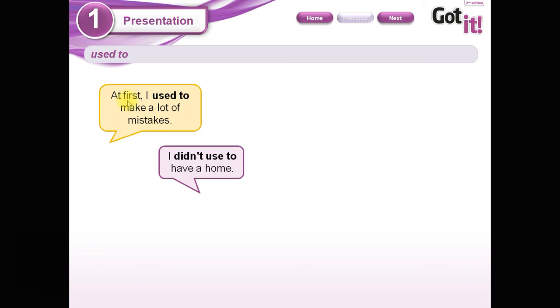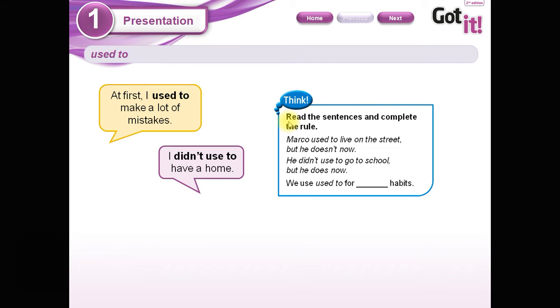Here it says, at first, I used to make a lot of mistakes. I didn't used to have a home. So let's read the rules. It says, read the sentences and complete the rule. Marco used to live on the street, but he doesn't now. He didn't used to go to school, but he does now. We use "used to" for past habits.